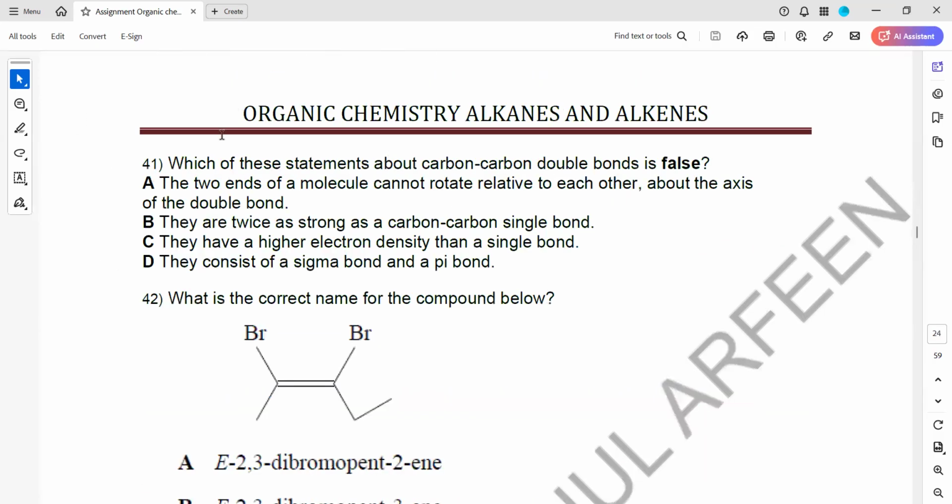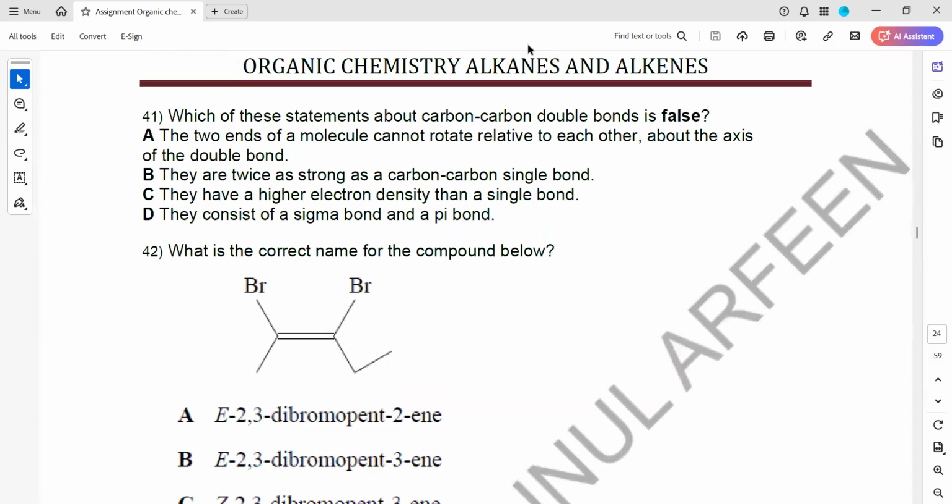In question 41, which of these statements about a carbon-carbon double bond is false? Like, which is not the right statement for a carbon-carbon double bond? The two ends of a molecule cannot rotate relative to each other about the axis of a double bond. So this statement is true because when the carbon-carbon double bond is there, the molecule orientations are fixed. One is in, another one will be out. It cannot be rotated or they cannot change the orientation. So they will remain fixed in their orientation.